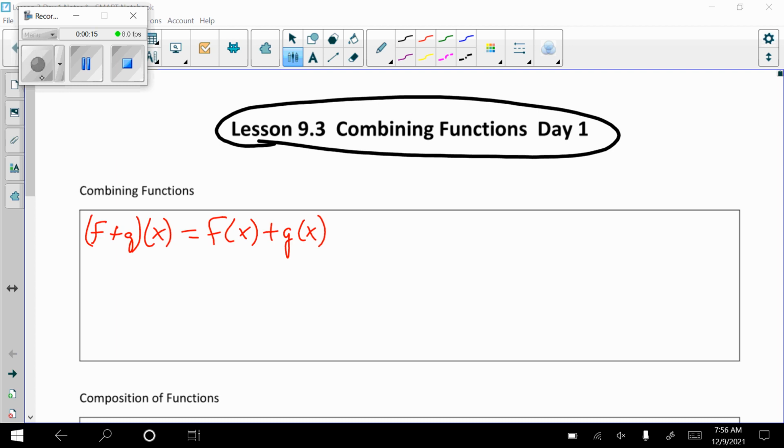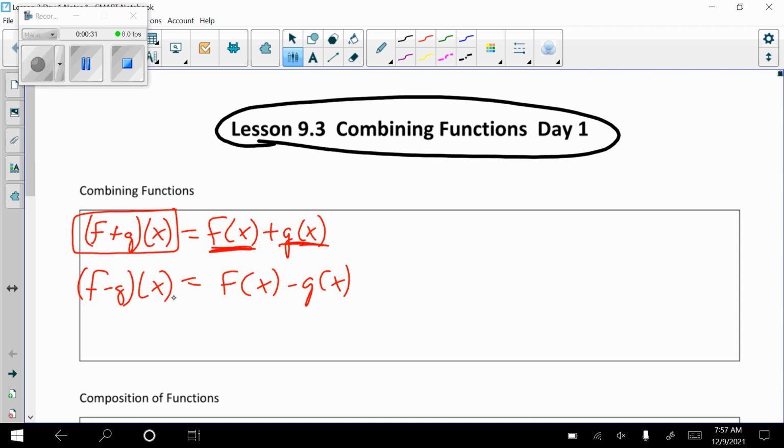Okay, so the first one is when you're adding two different kinds of functions. You might see it like this, which looks pretty scary, but all you're doing is adding together the function f of x and g of x and just combining like terms. Easy peasy.